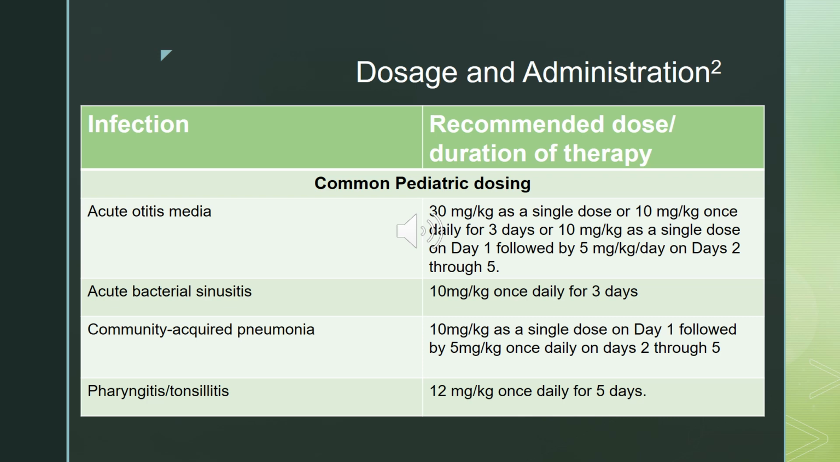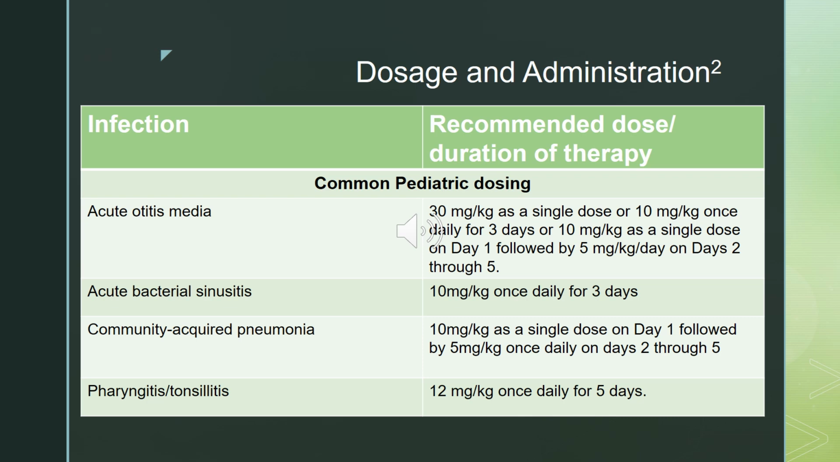For acute otitis media, we start off with 30 milligrams per kilogram as a single dose, or 10 milligrams per kilogram once daily for 3 days, or 10 milligrams per kilogram as a single dose on day 1, followed by 5 milligrams per kilogram on days 2 through 5. For acute bacterial sinusitis, we can start off with 10 milligrams per kilogram once daily for 3 days.